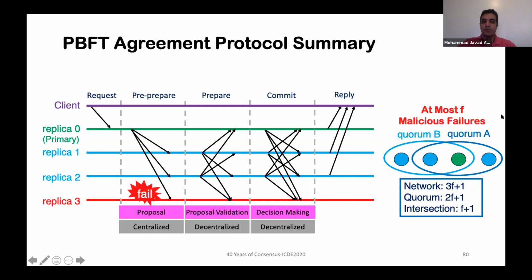So in PBFT, we have 3f+1 nodes. The quorum size is 2f+1, and the intersection of any two quorums is f+1.